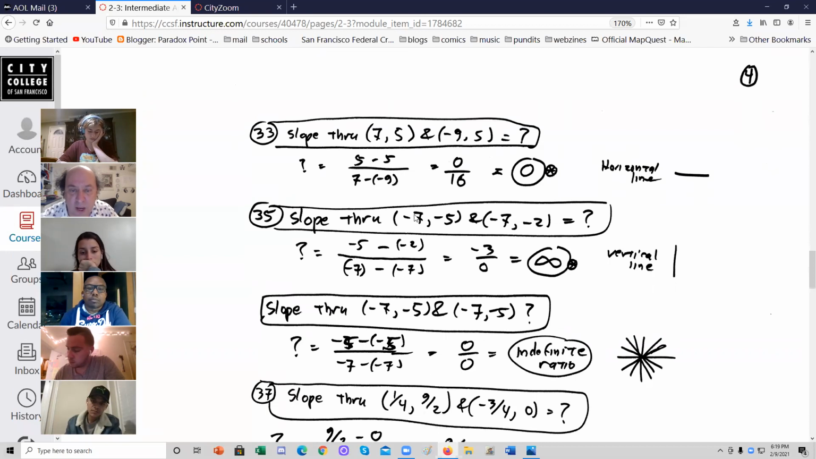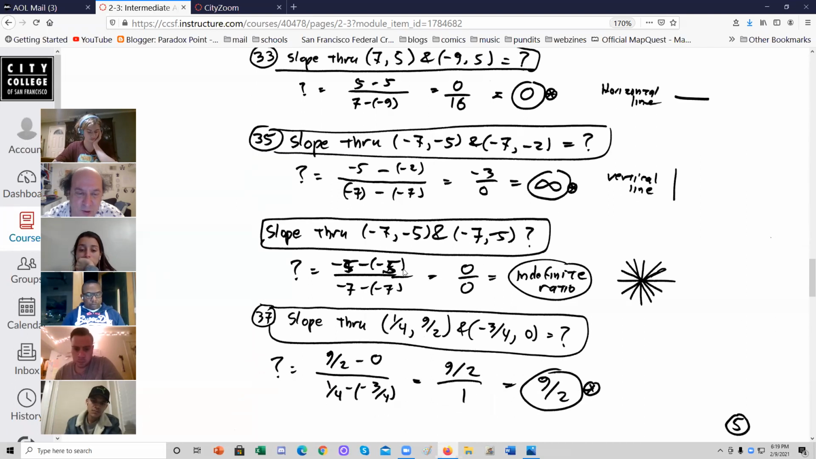Here we have (-7, -5) and (-7, -2). Well, changing the y values are -5 minus -2 here. Changing the x values are -7 minus -7. Uh-oh. In the numerator, you get -3. -7 minus itself is 0. We have -3 over 0. That's infinity. All right. So here we had 0 in the numerator, horizontal line. You have 0 in the denominator, infinity. That's a vertical line. Again, it makes sense because these are the same x values. These are two different y values. So vertical line.